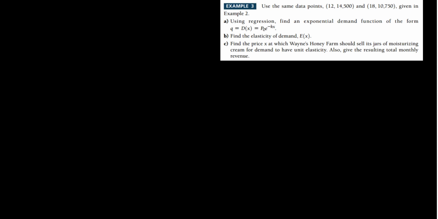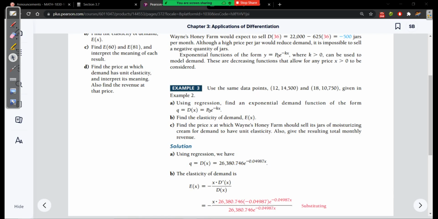But anyway, example 3: use the same data points, which we see here, given in example 2. So using regression, find an exponential demand function of the form of an exponential function. Well, in order to do that, we have to use a calculator. I guess we can do it by hand, but it's so very long and tedious. So we're going to use a calculator, and here's how we're going to do it. You're going to be doing this on your homework, so try to pay attention here.